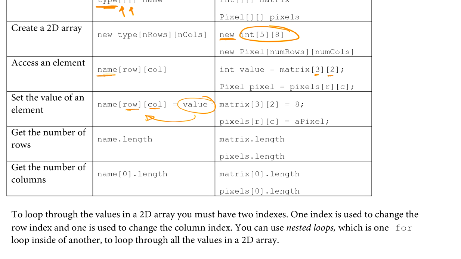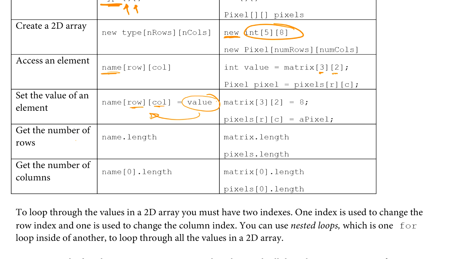Get the number of rows. Remember this is row major, so the first thing is how many rows it contains, so just plain old dot length. And if you want to get the number of columns, basically what we're doing is accessing the first array stored in the outer array, right? So the 0th one, and then what's the length of that? That'll tell me how many columns it contains.